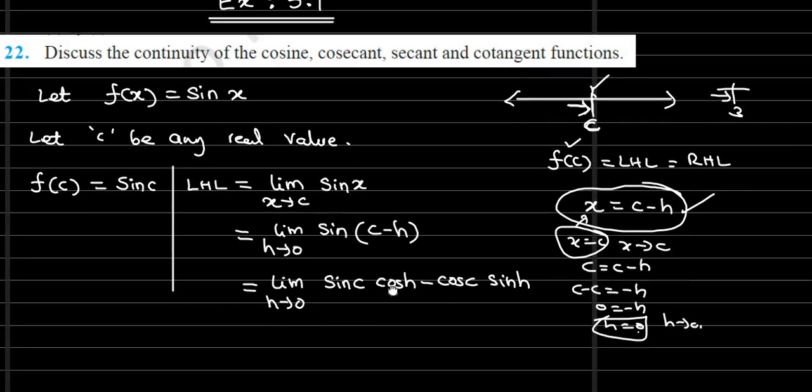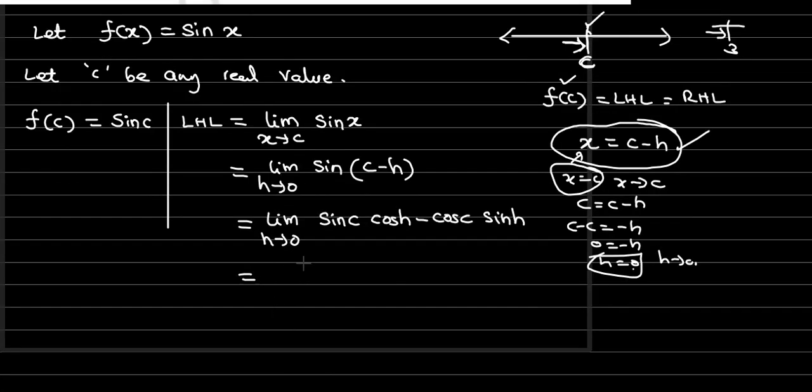Now let's apply the limit. In place of h we have to apply the limit. In cos h we have a variable h, and in sin h we have a variable h. Only in these places we have to apply the limit, and sin c and cos c are like constants. So now let me apply the limit: sin c into cos 0 minus cos c into sin 0.